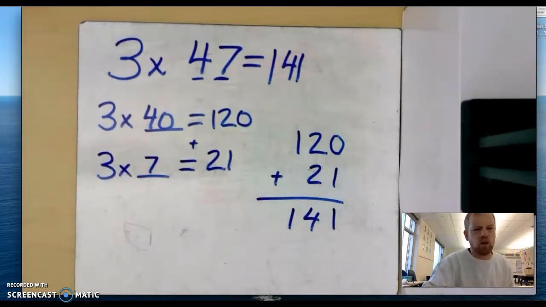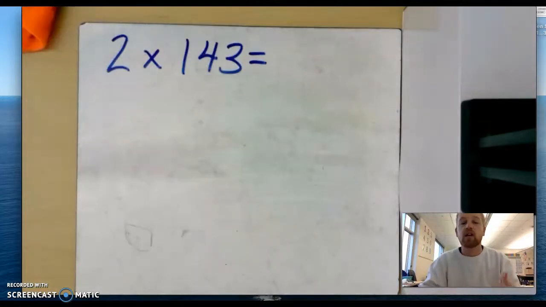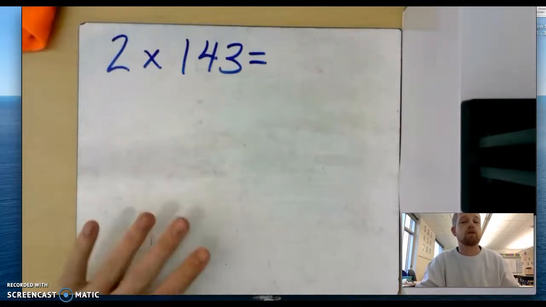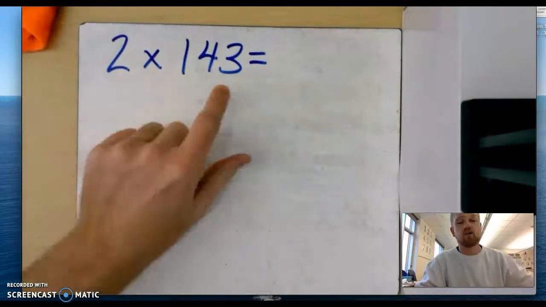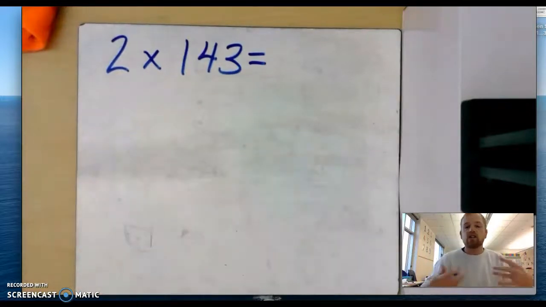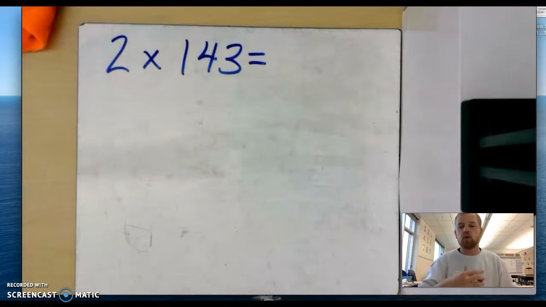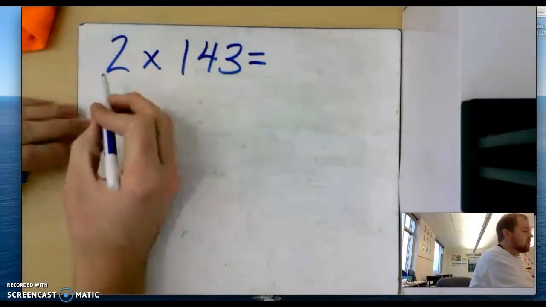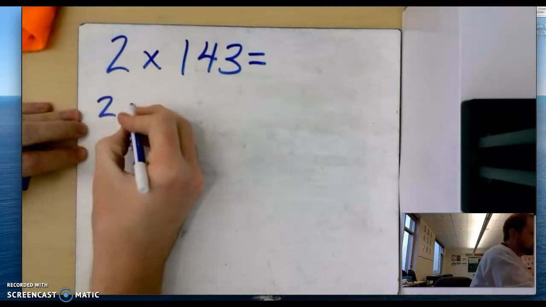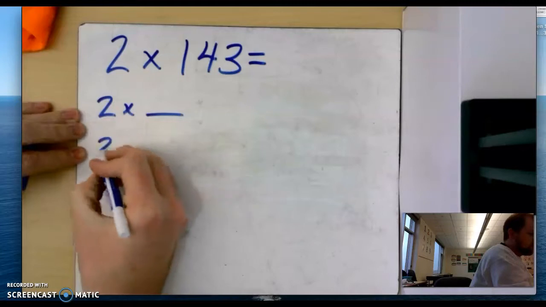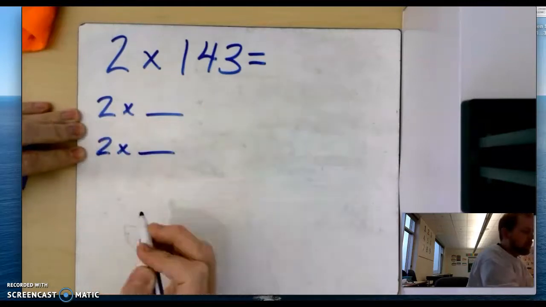Okay, let's take a look at one more. Last example here, we're going to use again expanded form. This time you'll notice though, however, we have a single digit by a 3-digit number. Now, this looks very challenging and very confusing, but working through my partial product method, I can solve this the exact same way. So I'm going to start again with my 2. 2 times something, 2 times something when I break my number down.